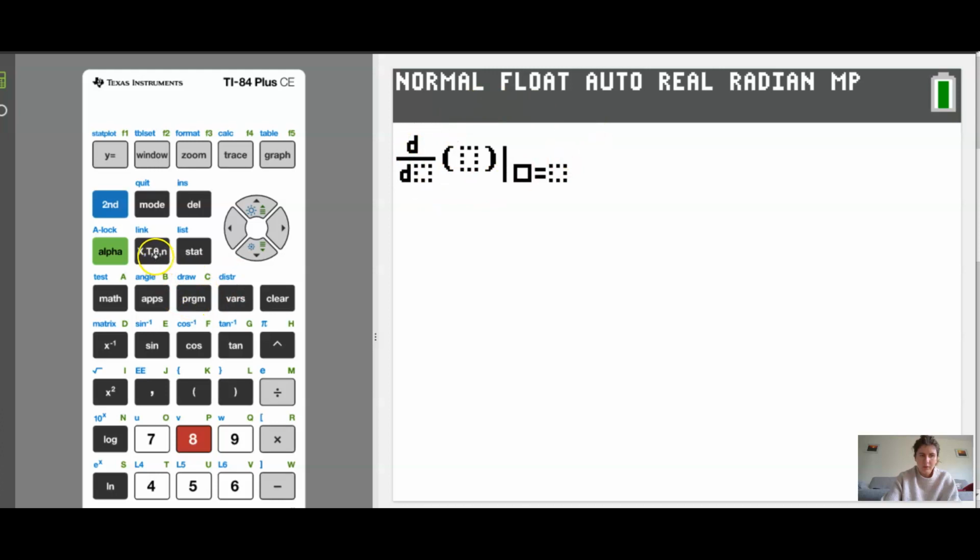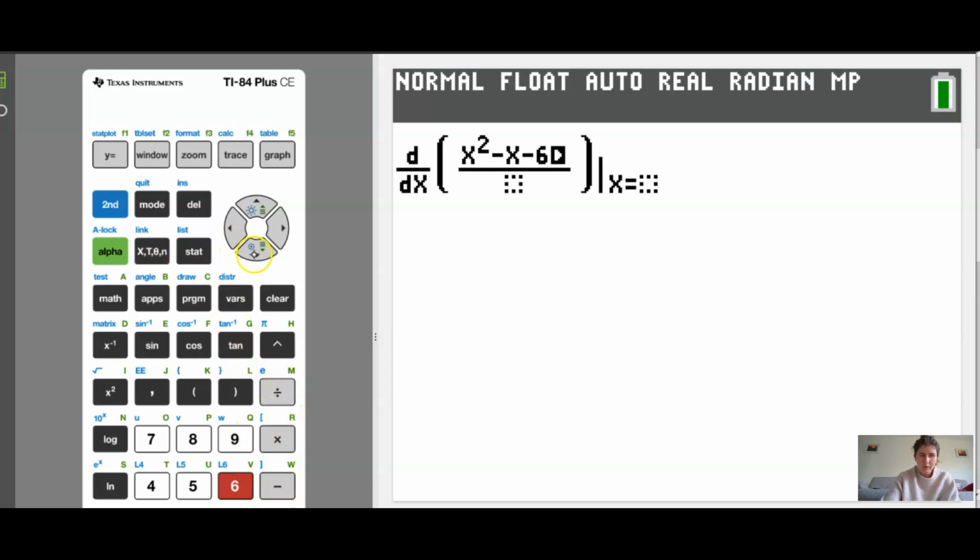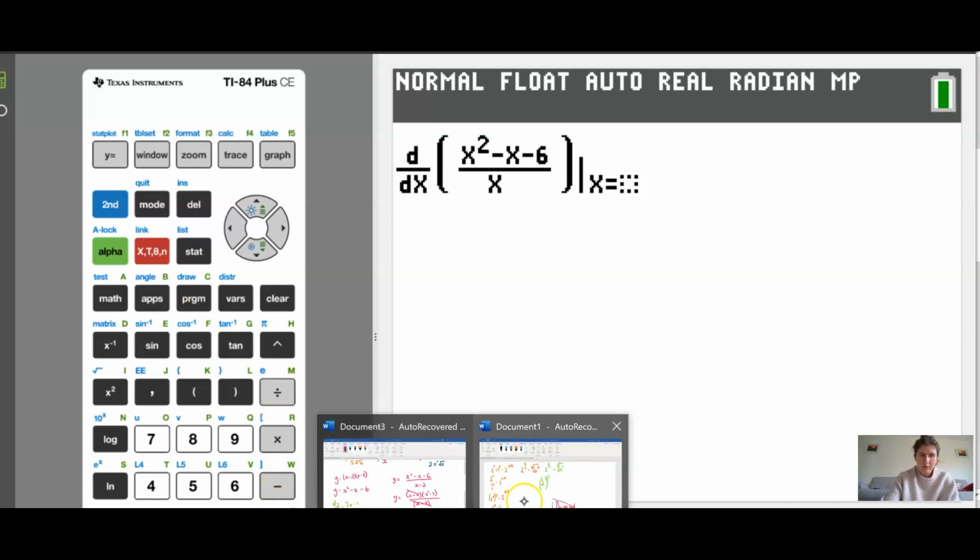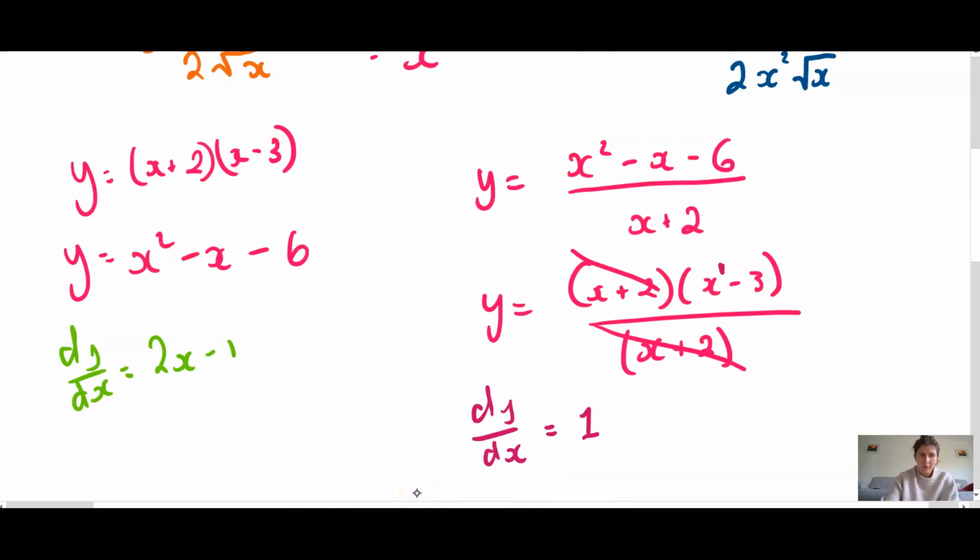Now, on this calculator, I'm going to type in d on dx, and then I'm going to type in that equation that we had before. So it was x squared minus x minus 6. Okay, and then on the bottom we had, what was it? Yeah, we had x plus 2.